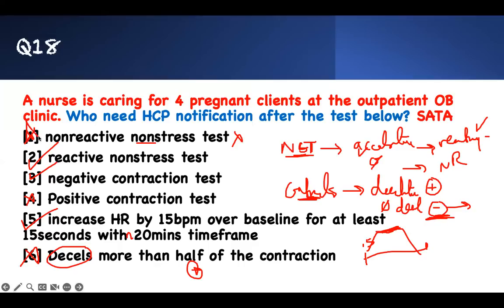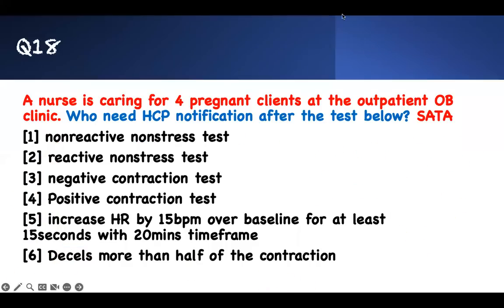So the ones that I cancelled are the ones where you need to call the HCP. The non-reactive non-stress test is bad, so we need to call the HCP for this. These ones are good. A positive contraction test is a bad one, so we need to see the doctor for this. This is a good one. So the ones we need to notify, the answers are 1, 4, and 6. This is the hardest question among all, but if you know it, you can answer it quickly. Okay? That's it.